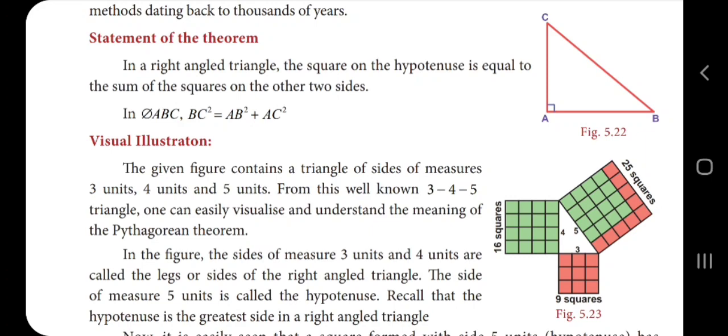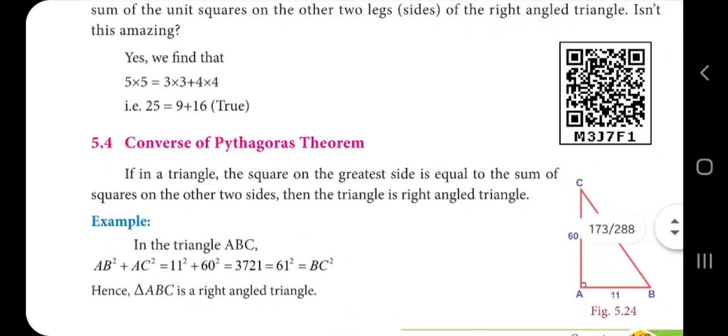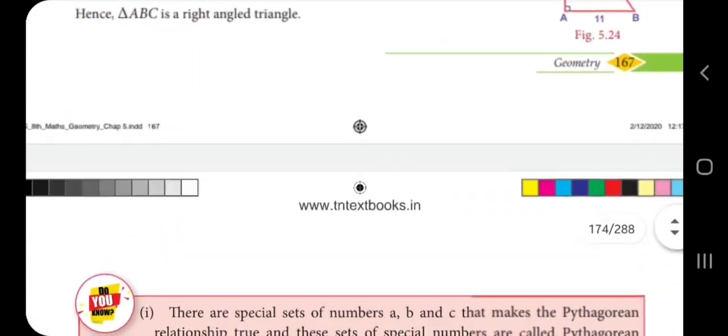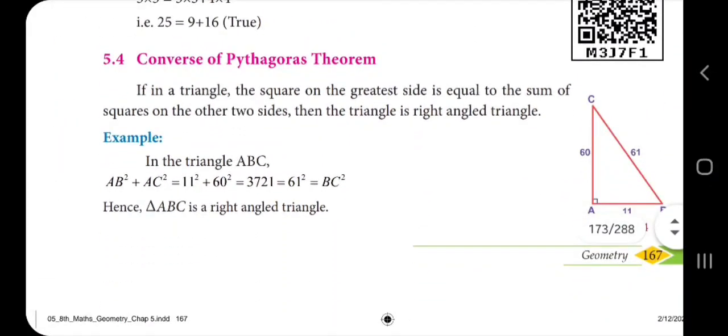Then a visual illustration is given. You go through the book, page number 167. Then the converse of Pythagoras theorem.